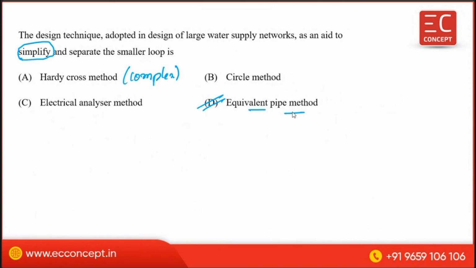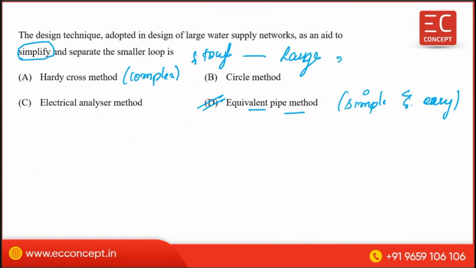So this is a simple and easy method, whereas this is a complex and tough method, which is adapted for large networks, whereas this is adapted for small networks.